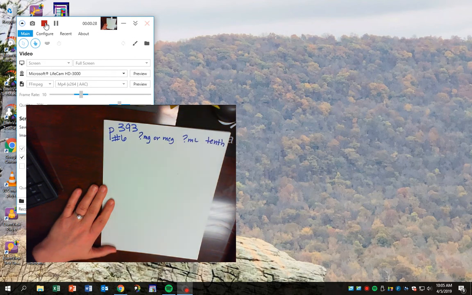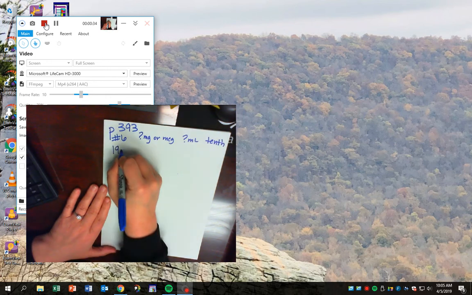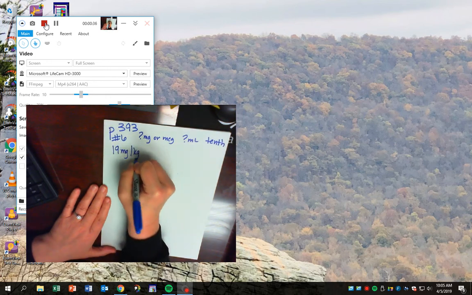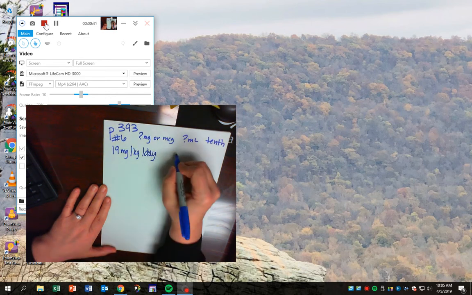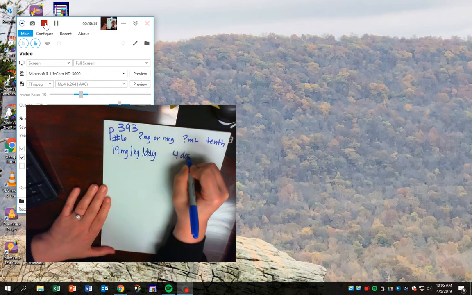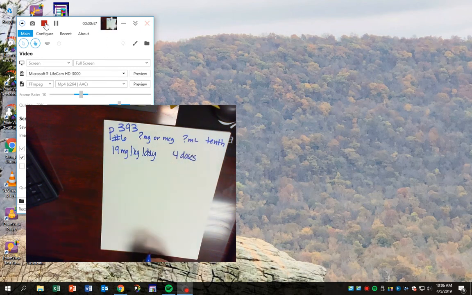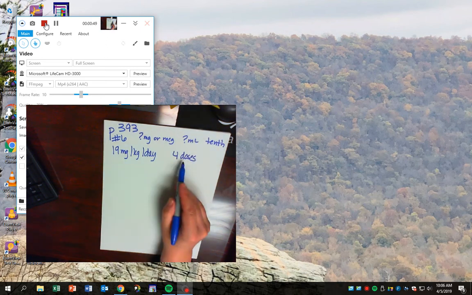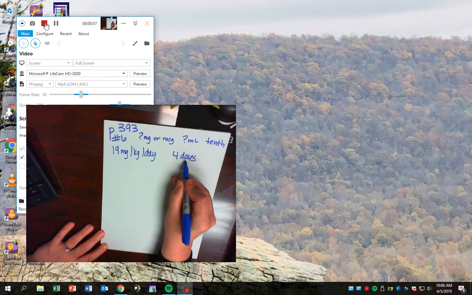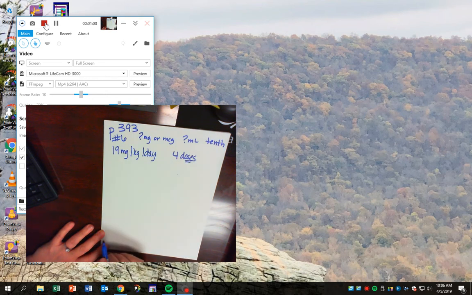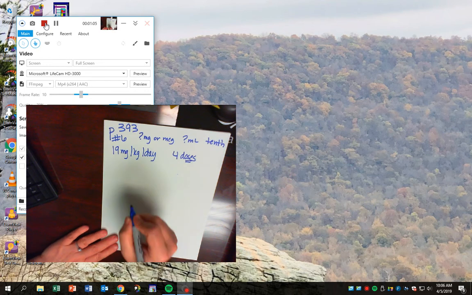Number 6 says a provider orders cefadine 19 milligrams per kilogram per day PO in 4 divided doses, so 4 doses. Now it's important for you to write down what they have, whether this is every 6 hours, every 2 hours, every 4 hours, BID, TID, whatever. But always look at what your descriptive term is, because that's what's going to lead you in your dimensional analysis. The patient weighs 3.8 kilograms.